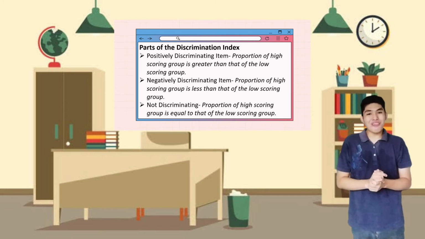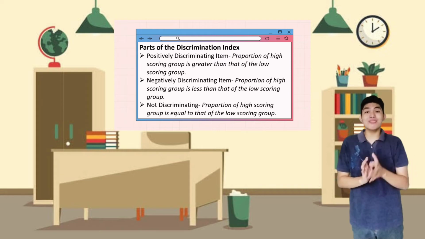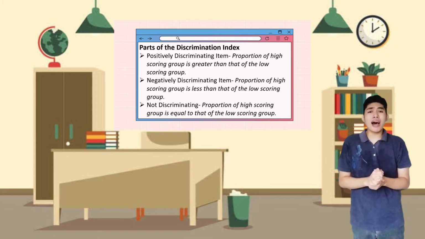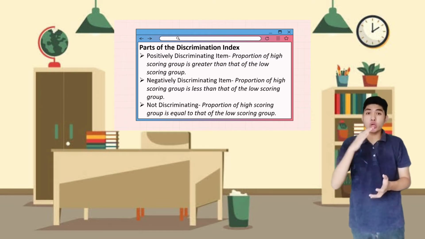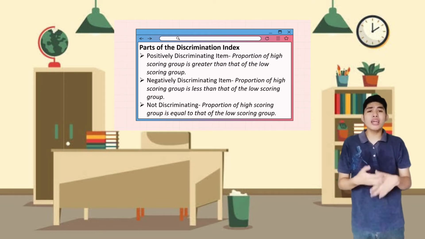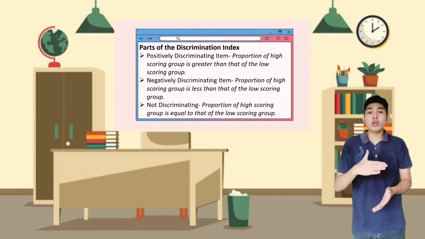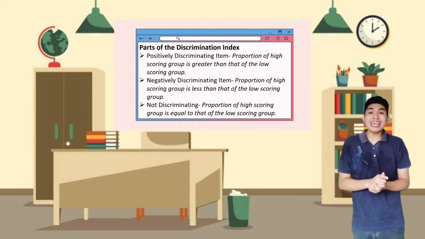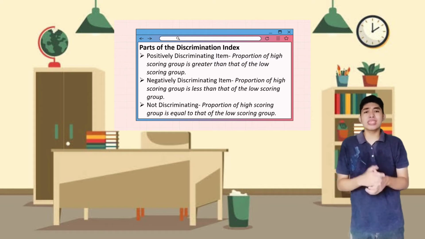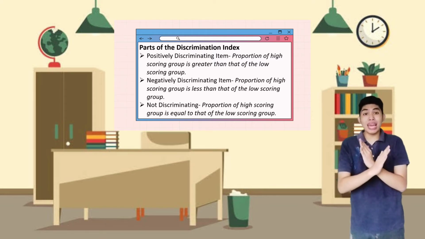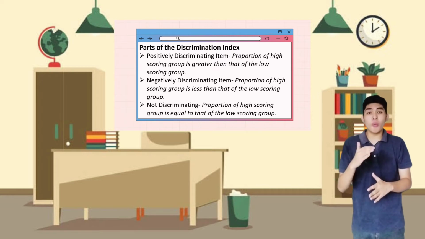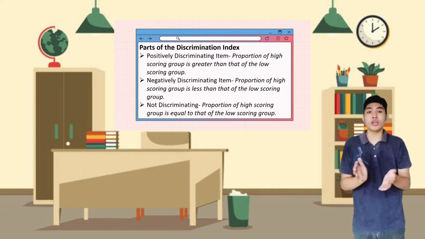Yes, student F is right. There are three parts of discrimination index. First is a positively discriminating item. When talking about a positively discriminating item, it tells that more from the upper group got the correct answer. Meanwhile, a negatively discriminating item is the opposite of a positively discriminating item, since in this part, more from the lower group got the correct answer. In the last instance, a not discriminating item is an item that cannot be discriminated, since the proportion of the high-scoring group is equal to that of the low-scoring group.